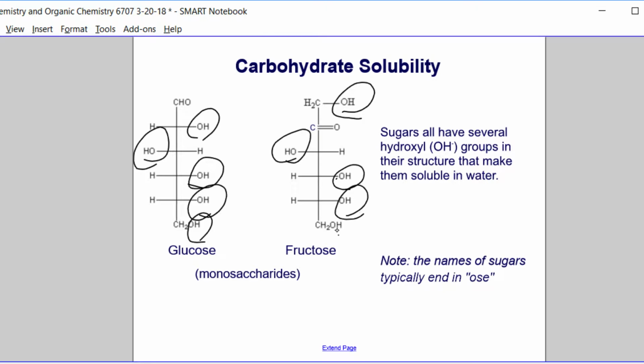in both glucose and fructose. And those many hydroxyl groups make the structure of a carbohydrate soluble in water. Also, the names of sugars typically end in OSE, as in glucose and fructose. So if you see a name ending in OSE, chances are good that that's the name of a sugar.